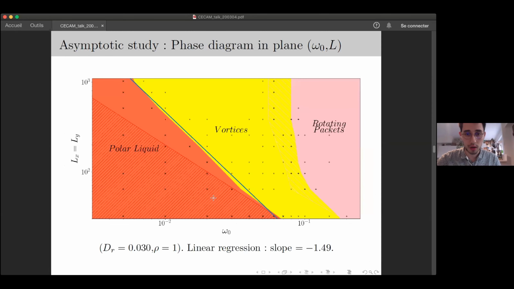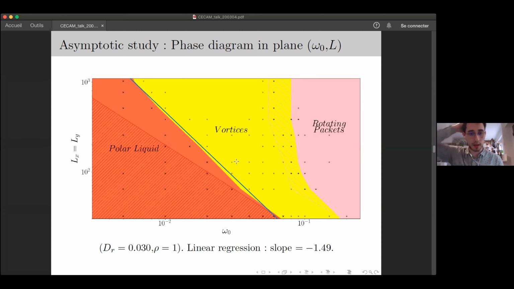So then we do the asymptotic study. Here I plot the same kind of phase diagram. We see that the limit between polar liquid and vortices decreases with the system size as a power law, but the limit between vortices and rotating packets is stabilizing with the system size. The hatch area corresponds to a coexistence between vortices and rotating packets. So this hatch area is growing with the system size.